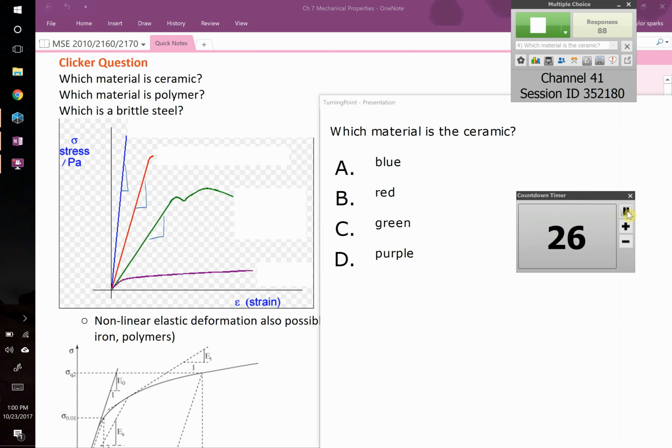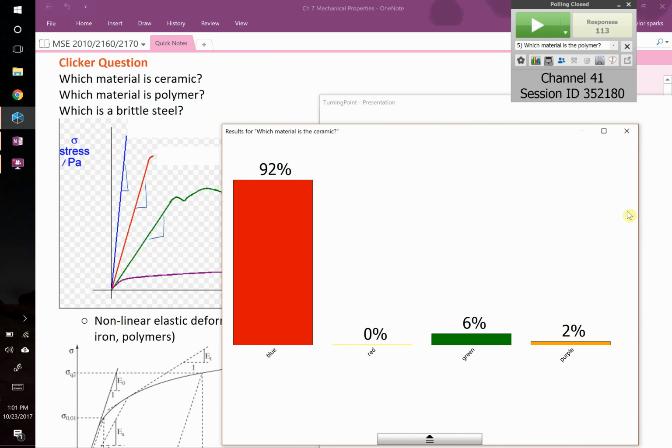Okay, so play the countdown. Answers in. Okay, what do we think? Okay, overwhelmingly correct answer. The blue is the ceramic.